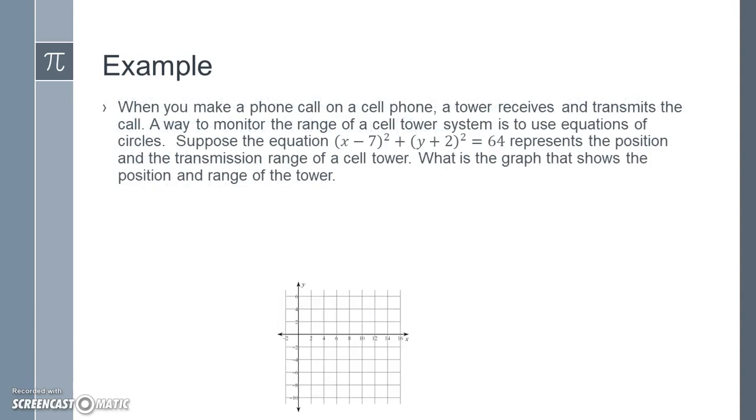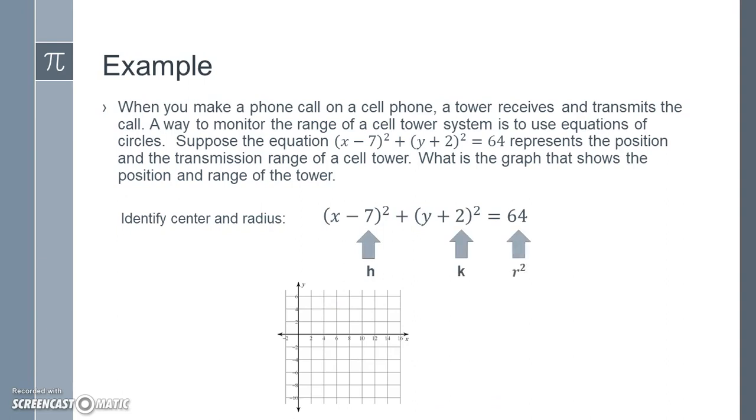Another example here, it gives us the circle x minus 7 squared plus y plus 2 squared equals 64. That is our equation, so we can identify the center and radius. The center, you switch the sign, so that becomes positive 7, negative 2. And then our radius is the square root of 64, which is 8.